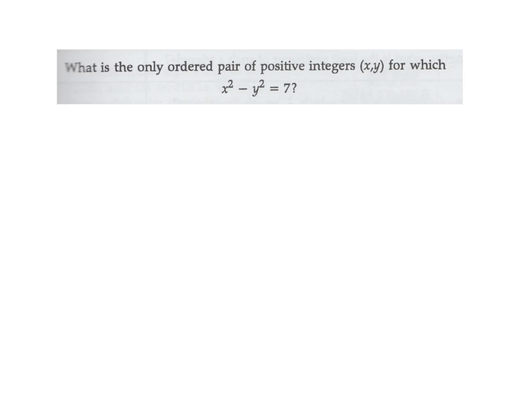What is the only ordered pair of positive integers for which x squared minus y squared is 7? All right, let's factor that. I think it factors pretty easily. X minus y, x plus y is 7. And then this guy here could be a 7 and this could be a 1. That's one way of doing it. I think that's the only way of doing it since 7 is a prime.